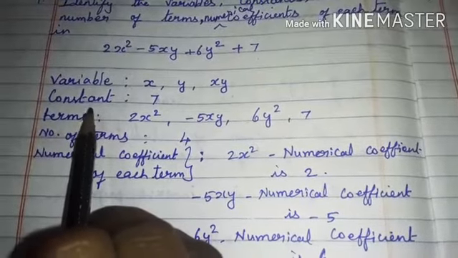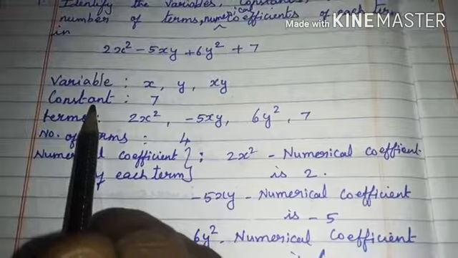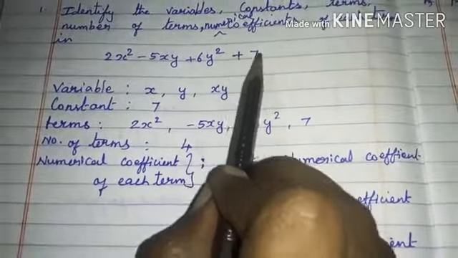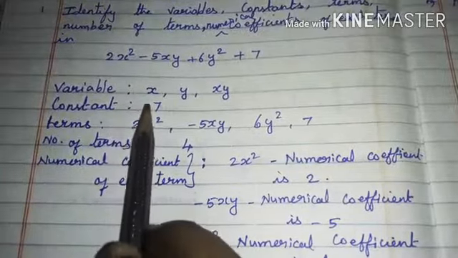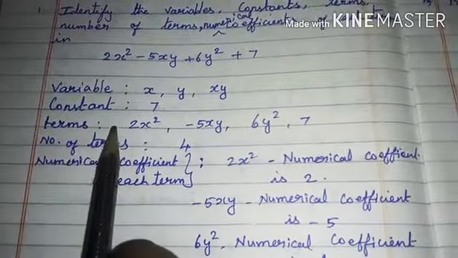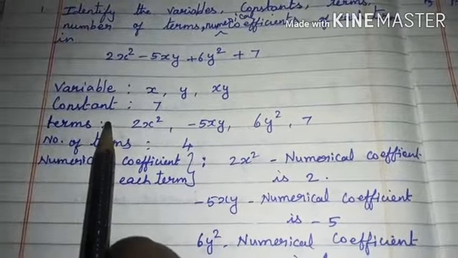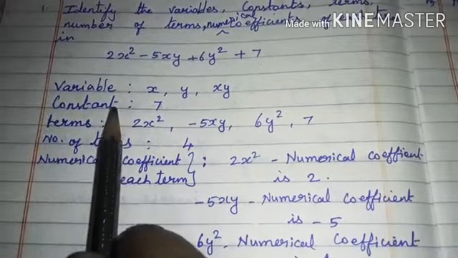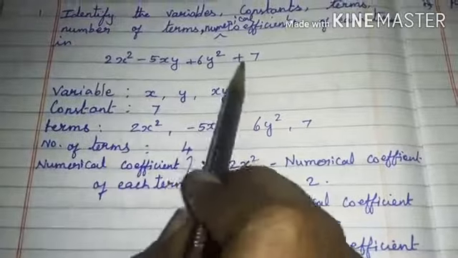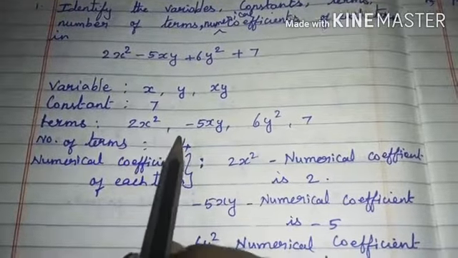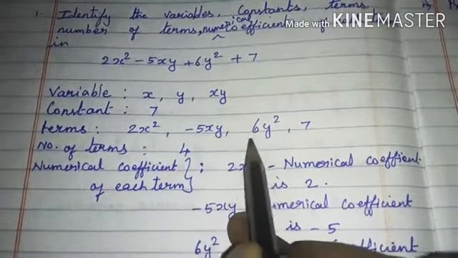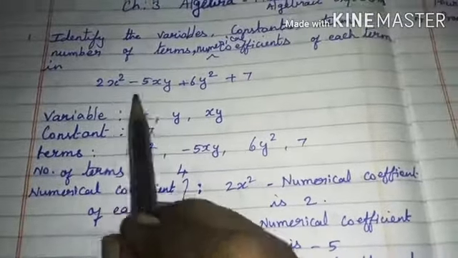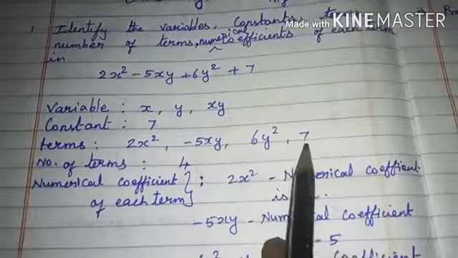Next one is a constant. Constant is only a numerical value. In this expression, the numerical value is only plus 7. Therefore the constant is 7. And a term is a combination of a constant and a variable, or even we can say it as a constant alone. Here the terms are 2x square, minus 5xy, 6y square and 7. For this algebraic expression we are having 4 terms.